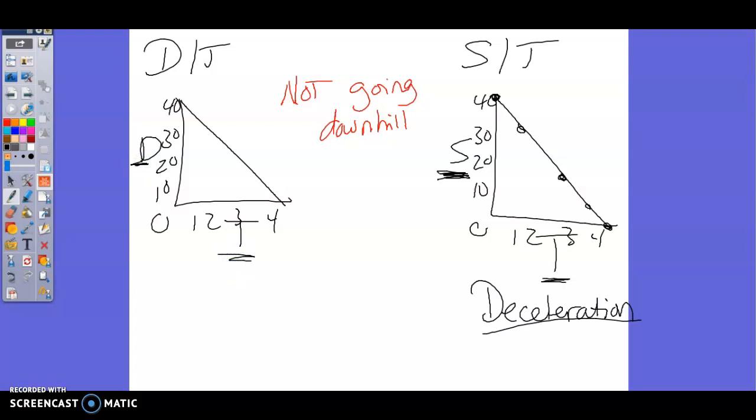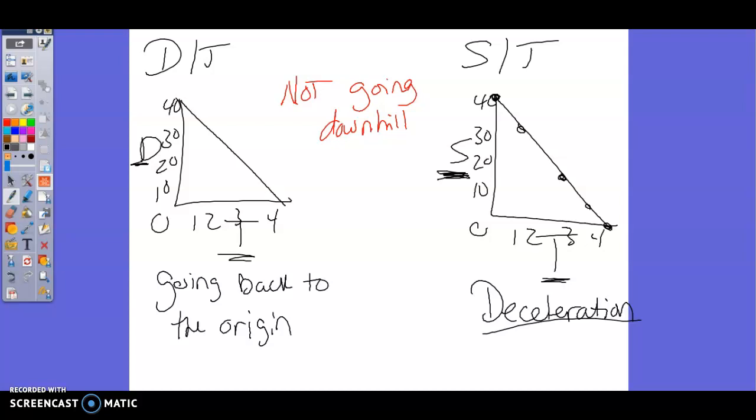That's very easy to mess up. We mess it up so much until we actually plotted it out. What are we doing on this one? Going back to the origin. We're going back to the origin. You are not going down a hill. You are not slowing down. You are going back to the origin.